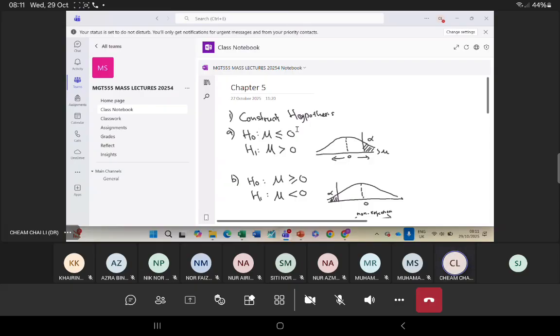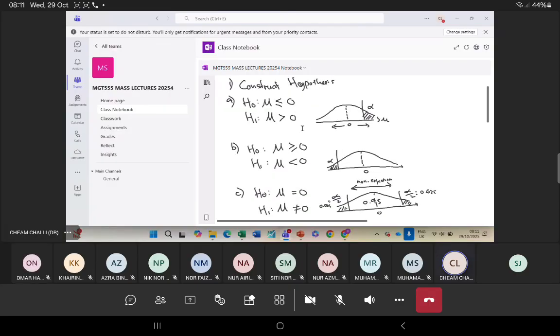Okay, kira kita guna hypothesis type yang mana satu, then you have to go through these 5 steps, these 4 steps. So step 1, you need to construct the hypothesis. You have to put the null hypothesis and alternative hypothesis.